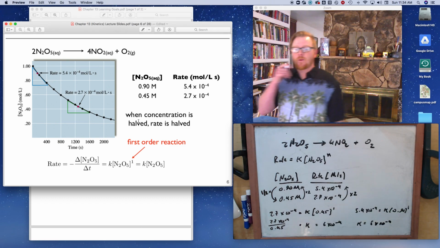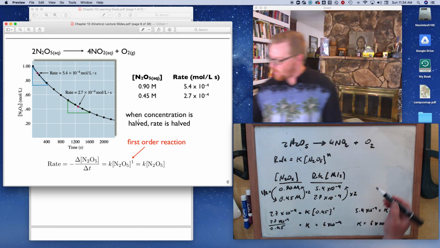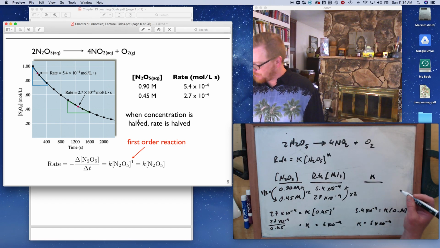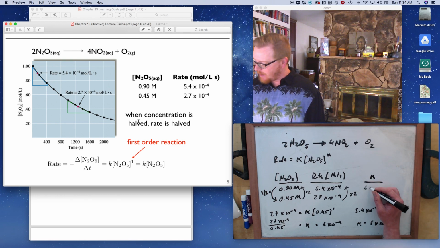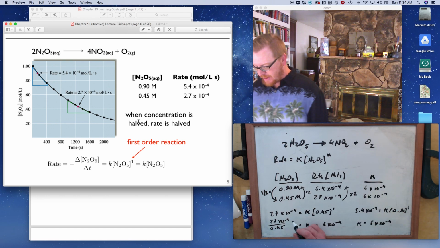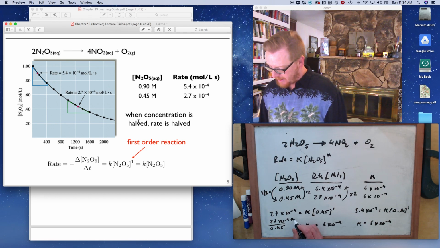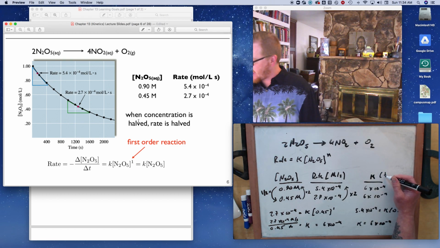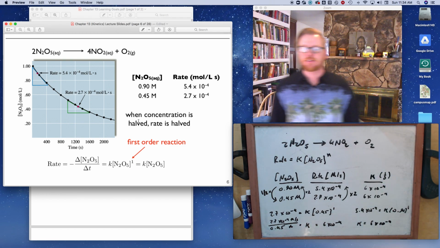And so what that means is at this data point, if I look at my k value, here my k was 6 times 10 to the negative 4, and here my k was 6 times 10 to the negative 4. And of course that unit, we're going to talk about k units soon, was molarity per second divided by molarity. So that k has units of 1 over seconds.